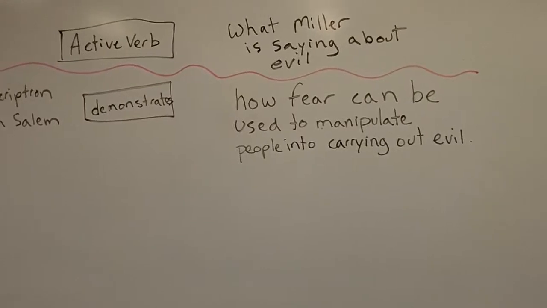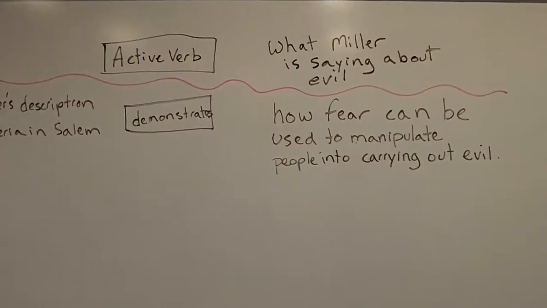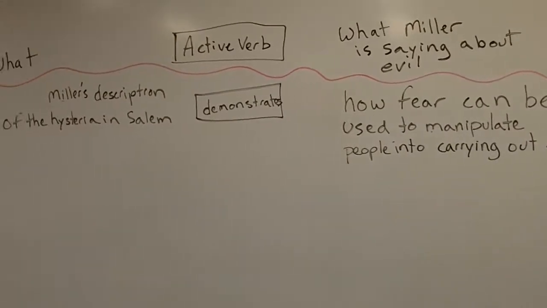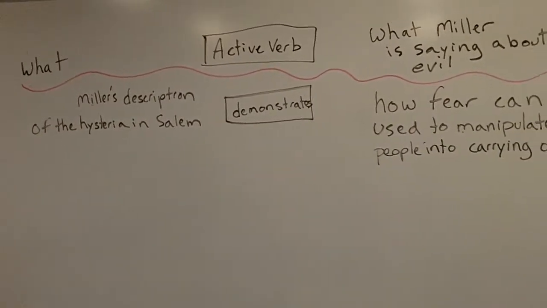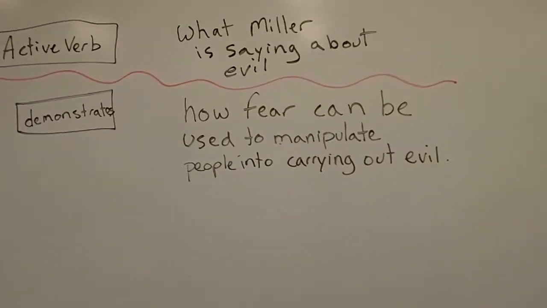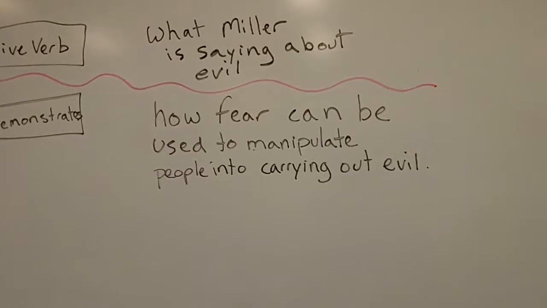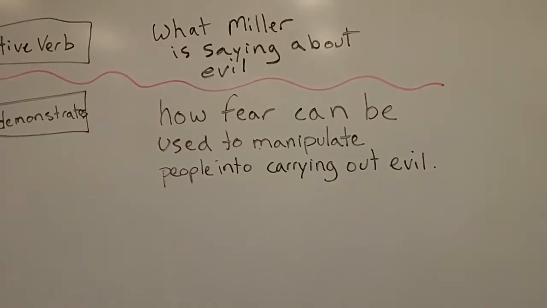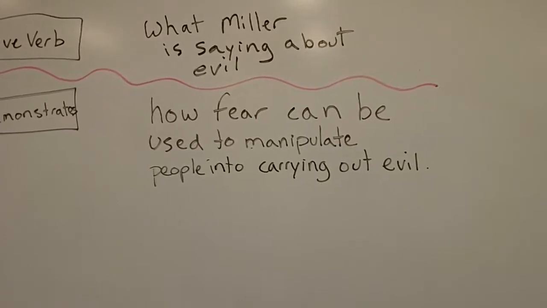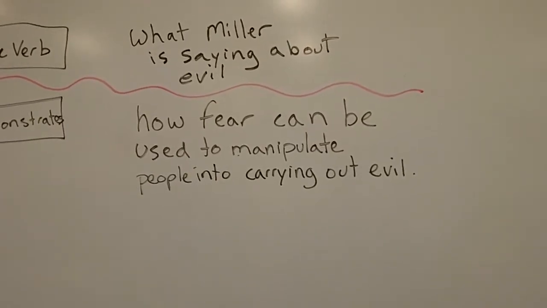So that is what a claim should look like. It should have the active verb in the middle, what Miller is saying about evil on the right side, and then the what beforehand. What I did is I started just by answering the question, what Miller is saying about evil. I looked at my chart and saw the many ways how fear was used to create the evil in this book, and I developed this part of my claim first, what Miller is saying about evil.